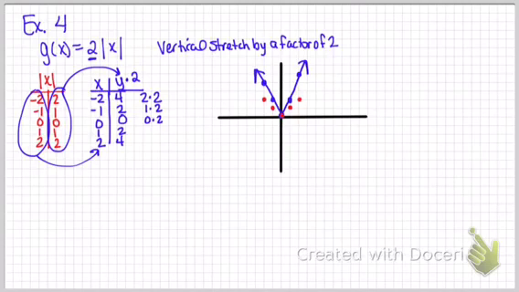All right, that's how we do vertical stretches. And if it had been a number less than 1, let's say if it had been a 1/2, then you do the same exact thing, except it would be a vertical compression. And when you graph it, you'll notice your graph gets wider.